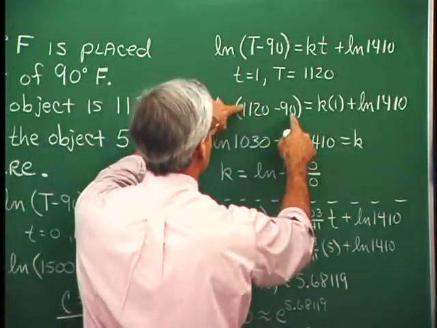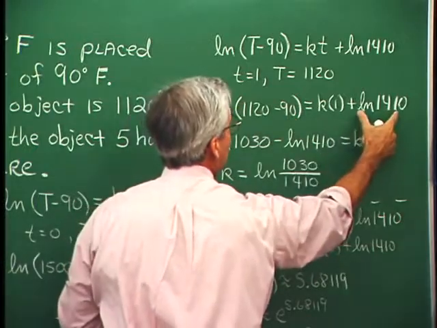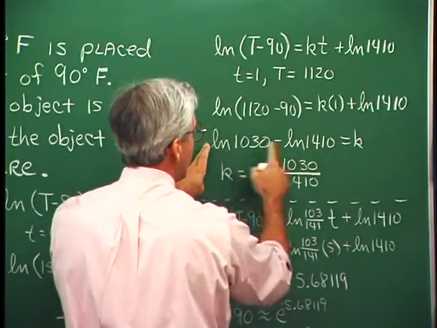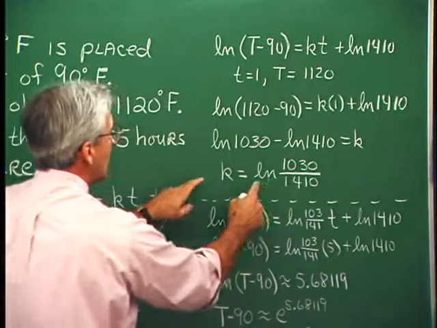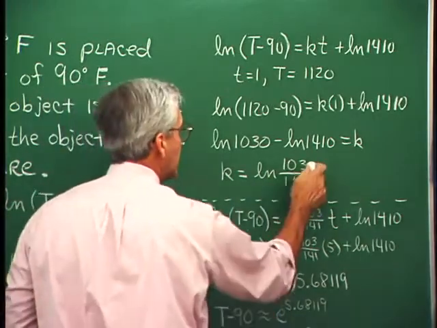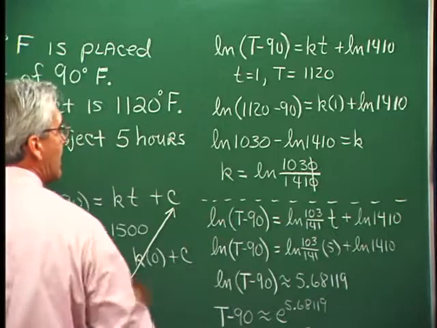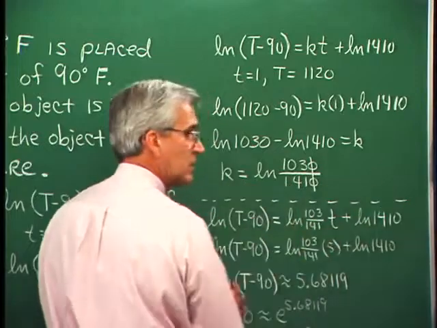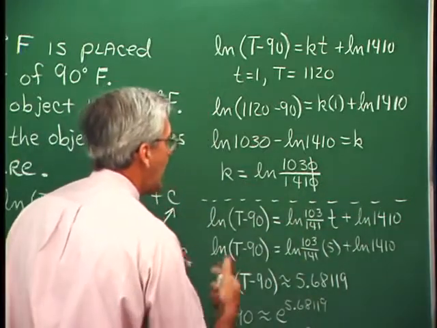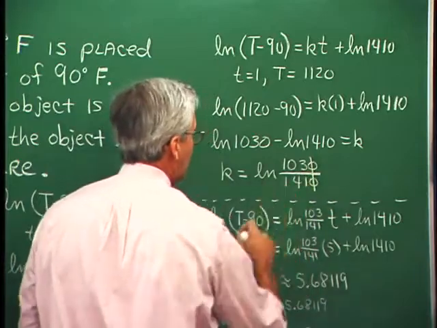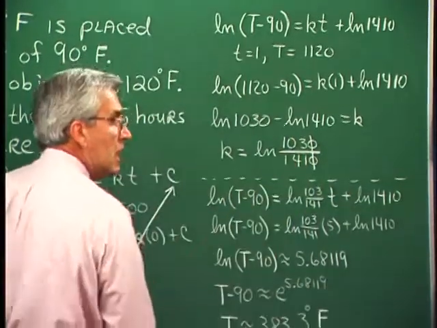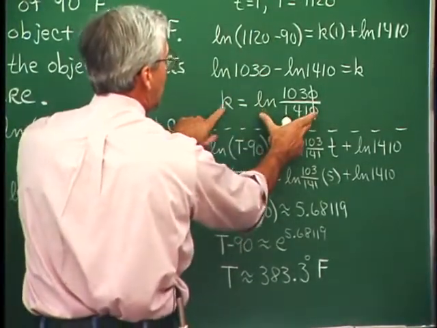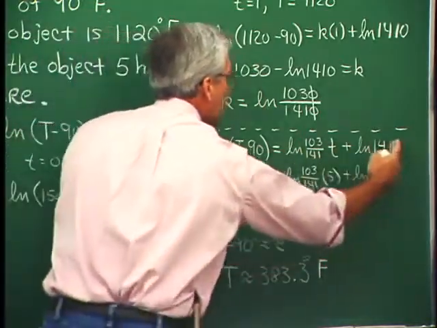Now, the 1120 minus 90 is 1030, and we subtract ln 1410 on both sides, so we get this. Now, ln 1030 minus ln 1410 is ln of 1030 over 1410. The zeros can be eliminated, so we have this. Now, once again, we could approximate this as some kind of long decimal, presumably, and write it like that, or we can leave it in the more exact form like this. I'm going to leave it like this for our purposes. All right, I'm going to replace k in our model above with ln 103 over 141. So here then becomes our model.